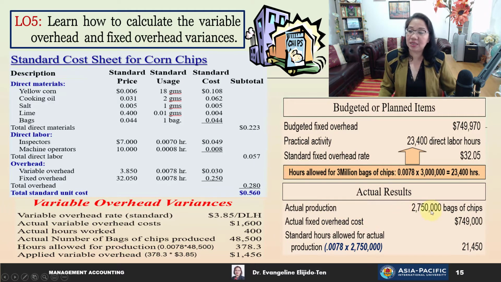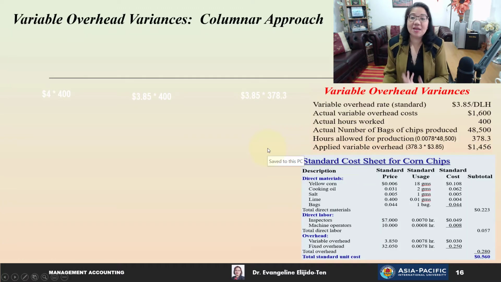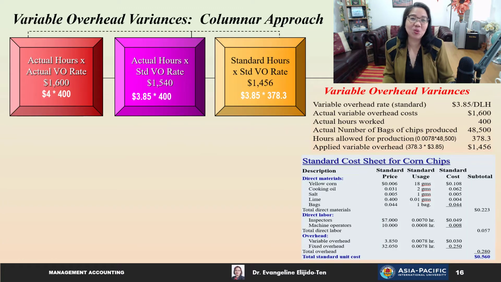So actual production, they said for the entire year, they produced 2,750,000 bags of chips. The actual fixed overhead cost is $749,000, and the standard hours allowed for actual production should have been that 0.0078 multiplied by the actual production in units of 2,750,000. So standard hours allowed should have been 21,450. We will start with the columnar approach to calculating variable overhead variances.